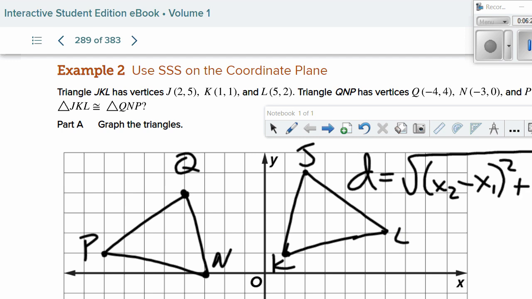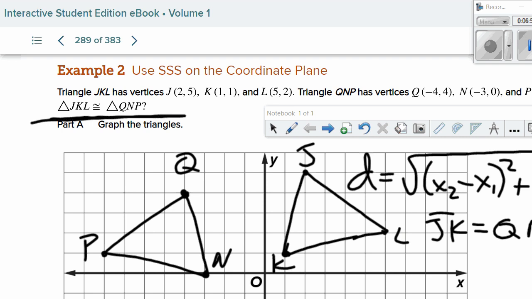So this one I got a little bit of math to do. I've got to do this 6 times basically to be able to prove that the triangles are congruent. And I've got to match up matching sides. So just an example, if you write this down, please, I'd have to find that side JK would be congruent to side QN.